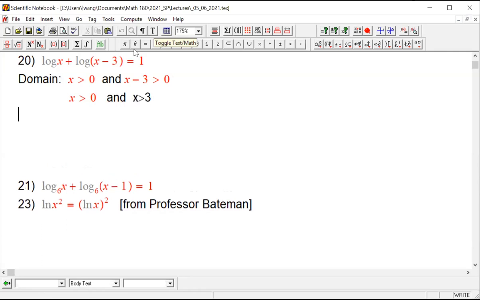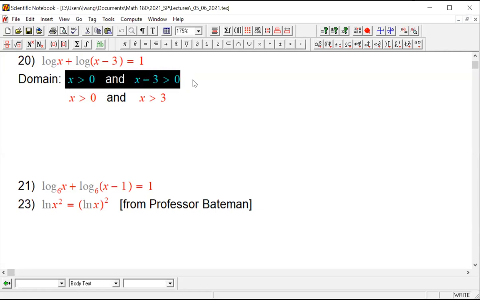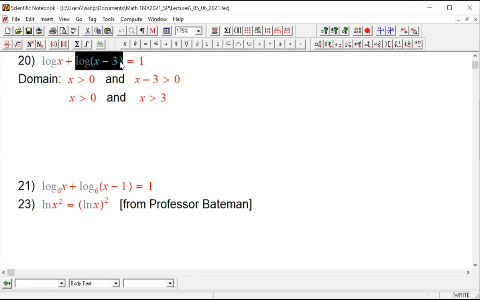X is larger than 3, okay? So why did we determine eventually the domain is x larger than 3? First of all, the word "and" is very important because that sets up the entire logical relationship of determining the domain. If we agree this is right, why? Because it will guarantee that this is meaningful and this is meaningful. You will never have an undefined case.